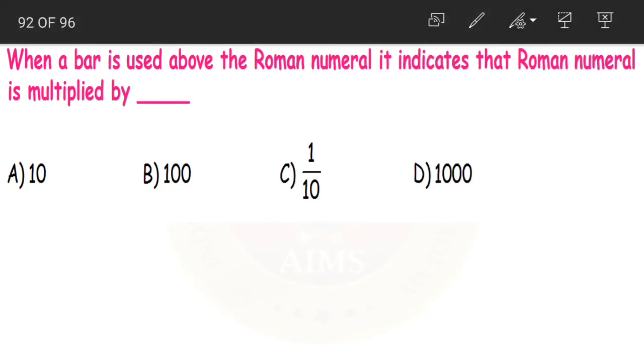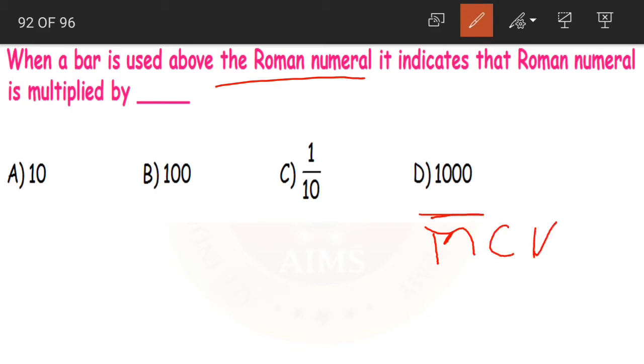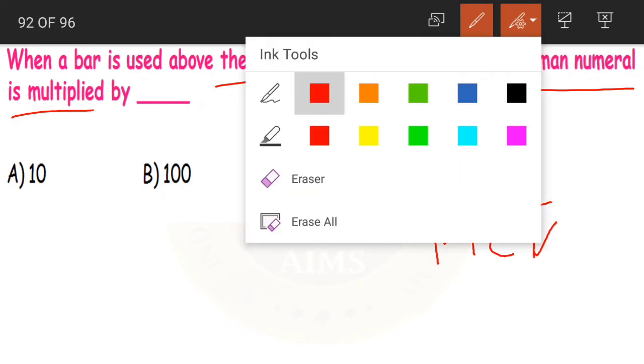Next, when a bar is used above Roman numerals, it indicates that the Roman numeral is multiplied by dash. Now what are they saying? In Roman numerals, suppose I wrote MCV, okay, and I put a bar over the Roman numeral M here. Now what does this indicate? That the number is to be multiplied by 1000. Okay, now this is a very large number here, children.